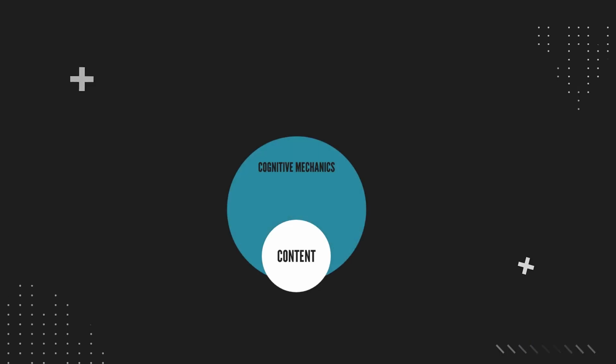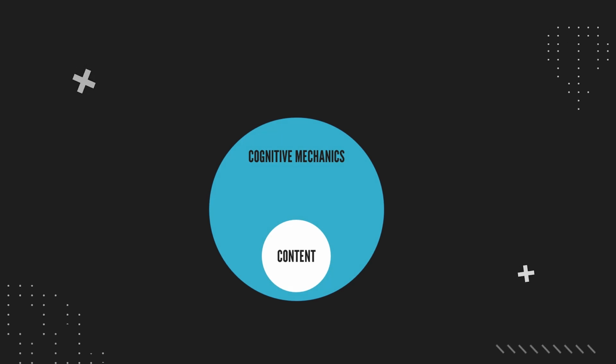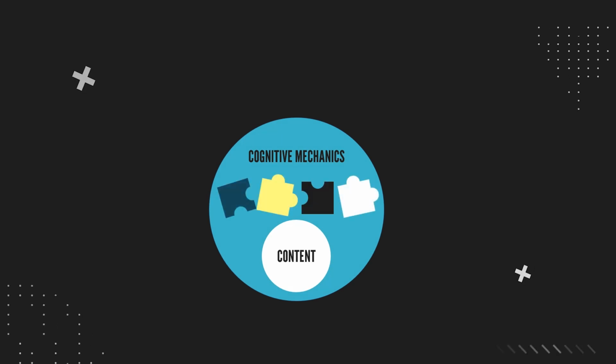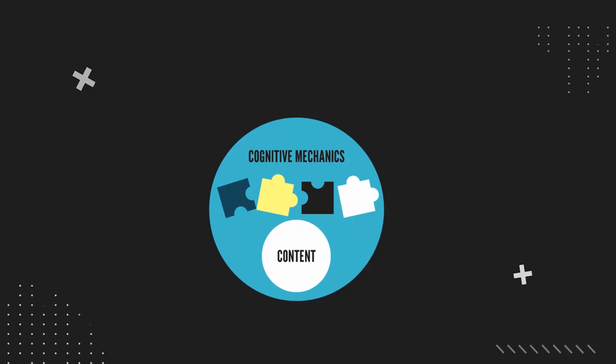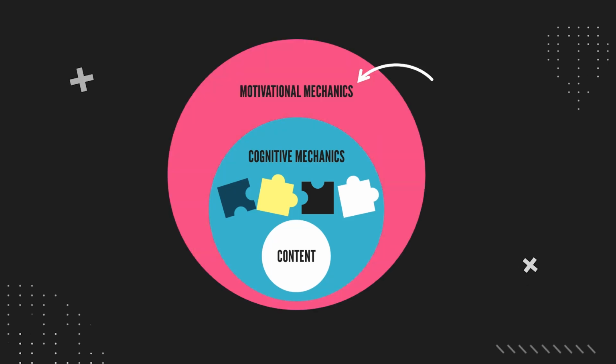I've said it before, a well-gamified program is organized in layers around your content with cognitive mechanics as the core. Cognitive mechanics are those challenges that you design to keep learners actively thinking and making decisions instead of passively consuming information. This is critical if you want to engage learners and change behavior. But today, I want to focus on the second layer, motivational mechanics.